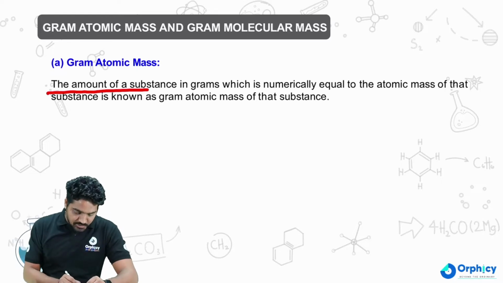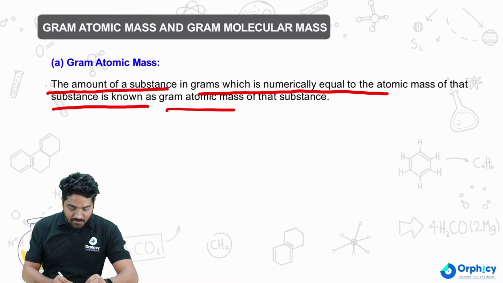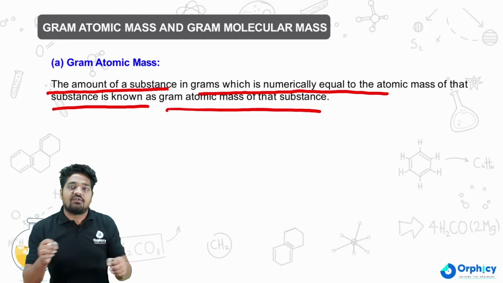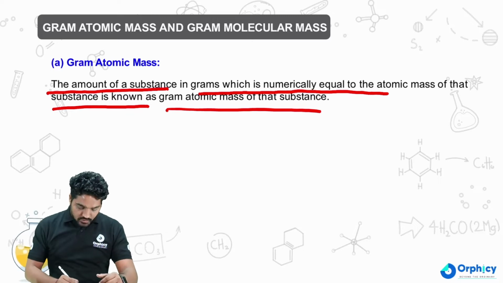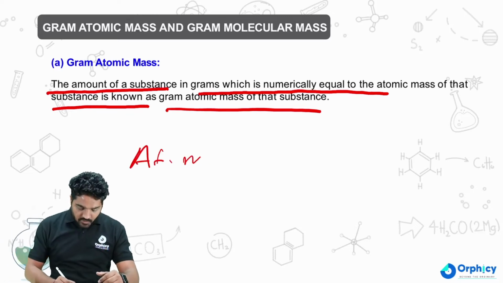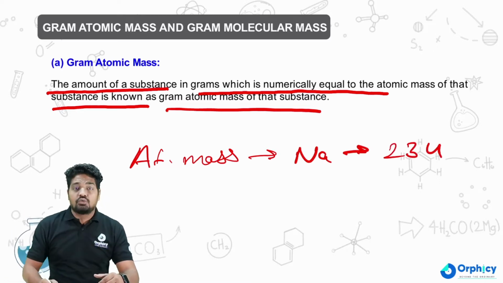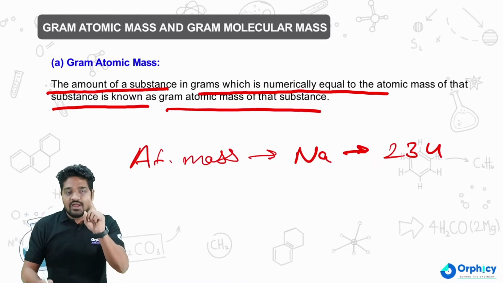The amount of substance in gram which is numerically equal to the atomic mass of that substance is known as gram atomic mass of that substance. I think you might know that if I ask you what is the atomic mass of sodium, you will simply say that the atomic mass of sodium is 23 U or 23 AMU. So this is the mass of one atom.